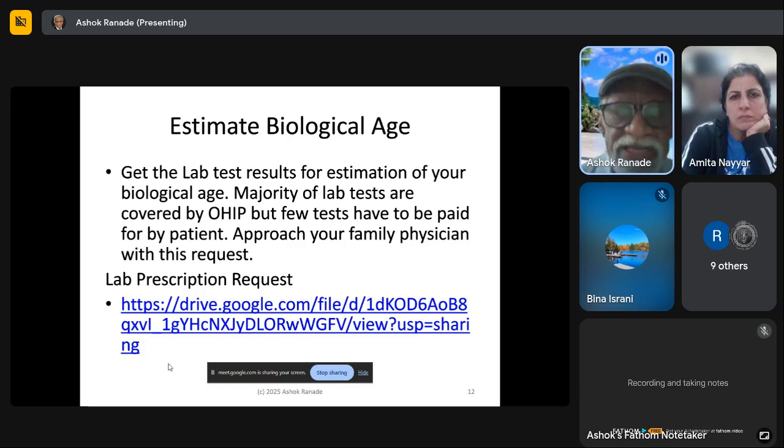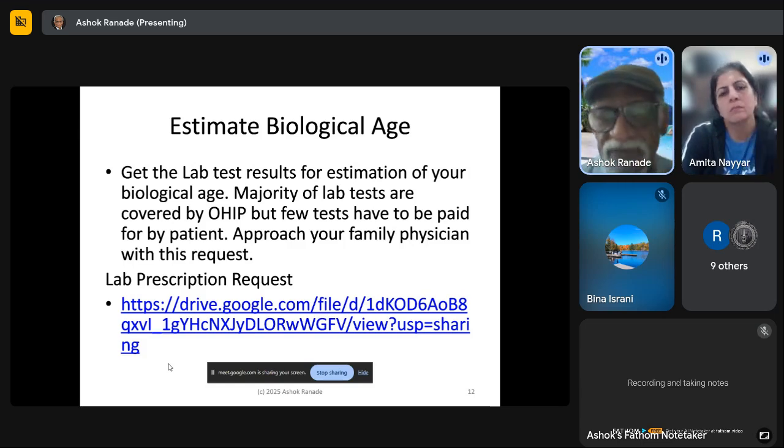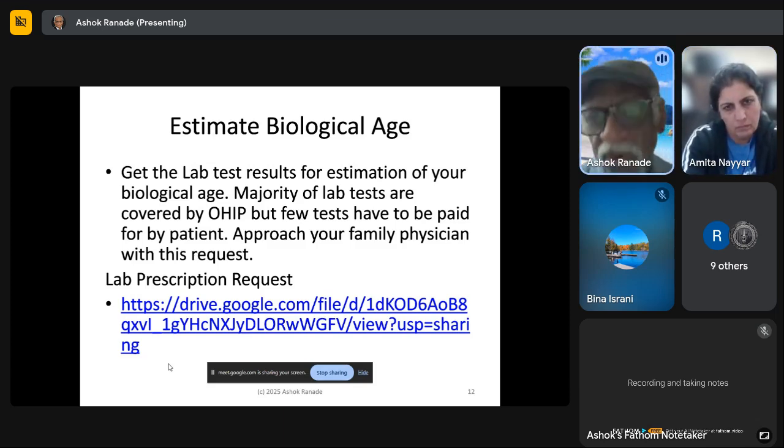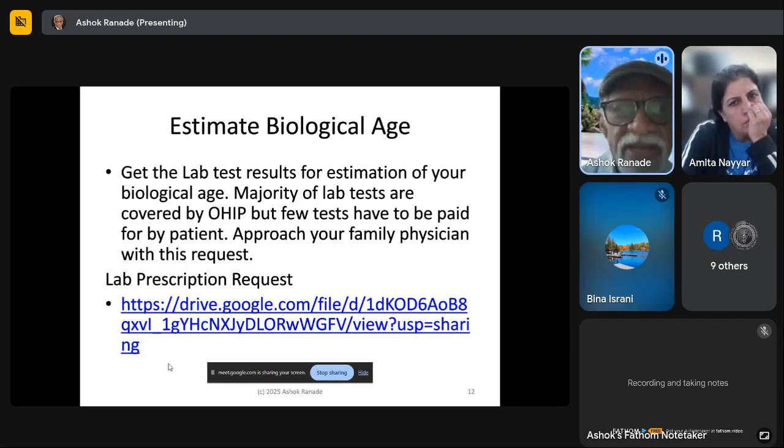When the tests are taken for your annual physical checkup, those tests plus a little more are required, for which you have to pay out of pocket. This vitamin D and one or two other tests actually don't get covered by OHIP. So I had to spend some $139 for getting those additional tests done, and that was good enough for getting whatever is required for this biological age estimation.